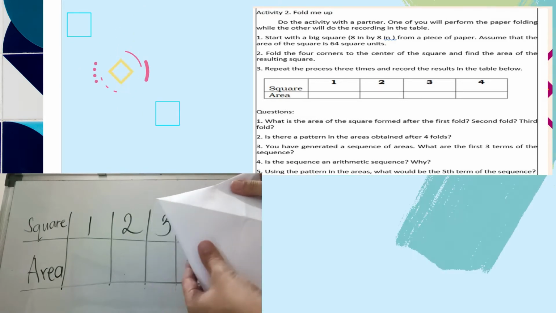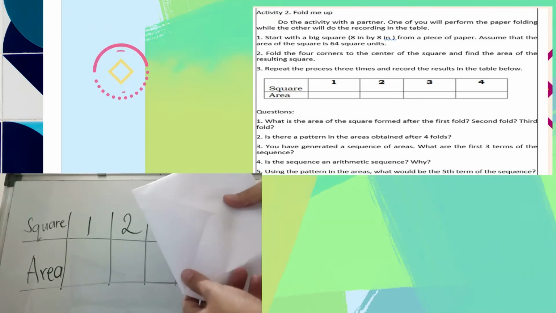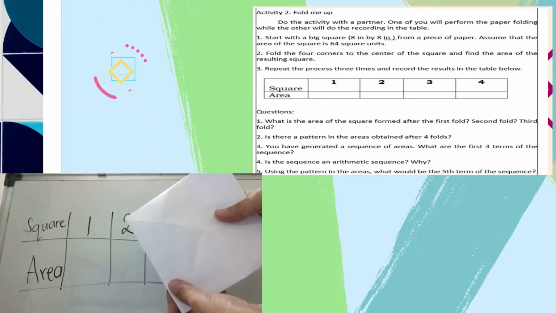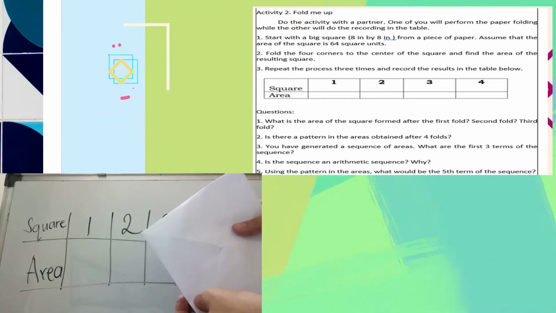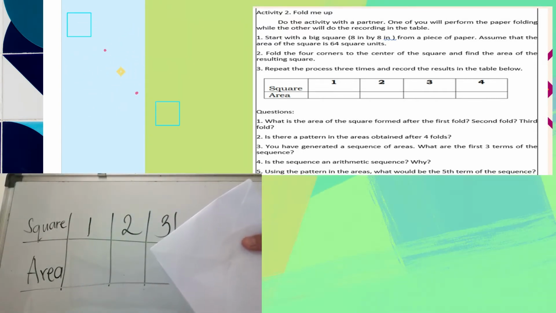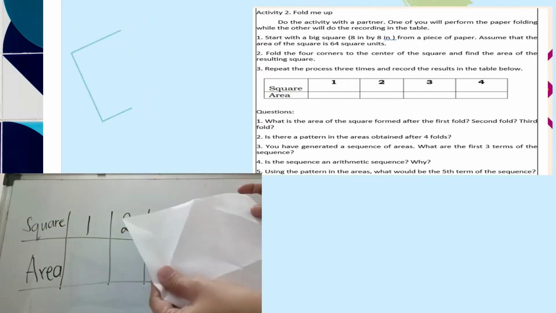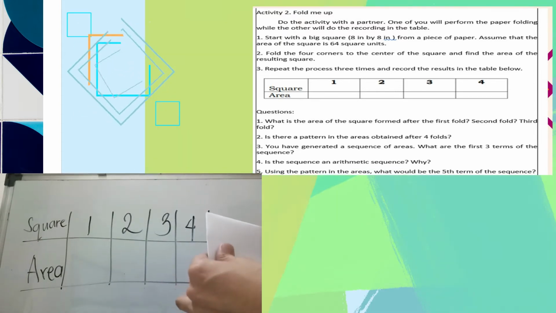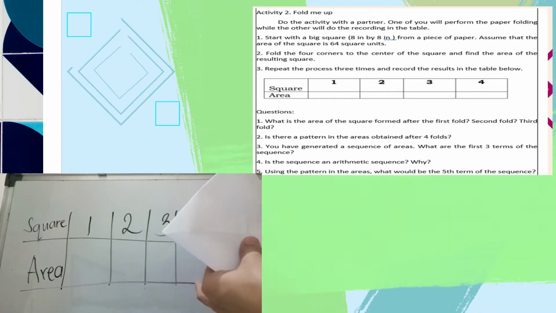Let's fold it. Okay, so we're done folding. Now let's take a look at the dimension of this square. So from 8 by 8, we're going to have it here. And fold it into half.